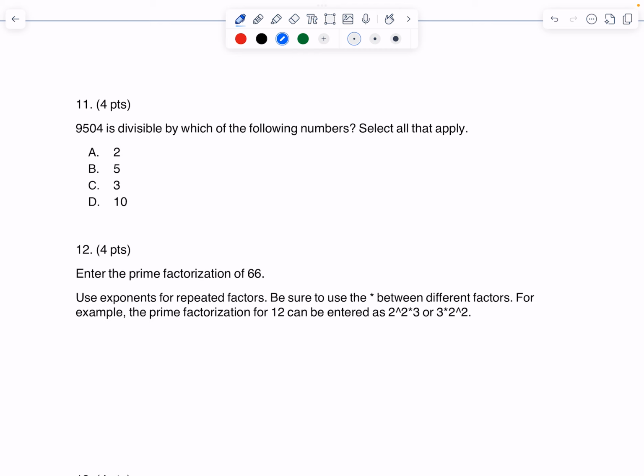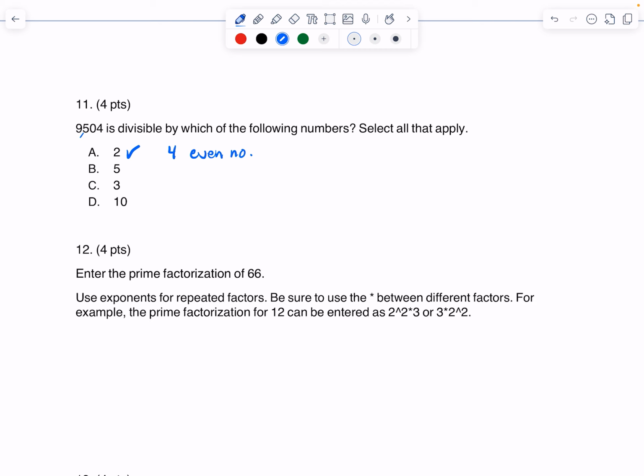9,504 is divisible by which of the following numbers? Select all that apply. Okay, it's divisible by 2 because the last digit is a 4, which is an even number. For 5, the number has to end in 5 or a 0, which it doesn't. So B does not work.